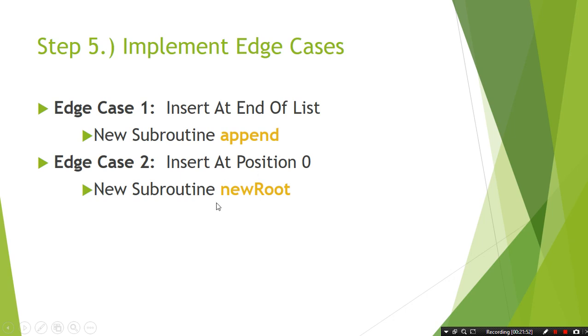So those are the 2 edge cases for insertion of a linked list node, and I'm going to name these new subroutines append and new root. If we're putting something at the very beginning of the list, we're basically creating a new root for the list, and if we're putting something at the end of the list, I'm just calling that append.